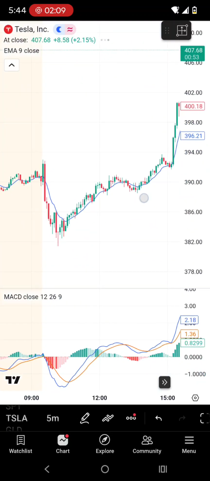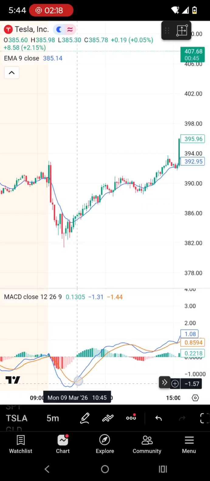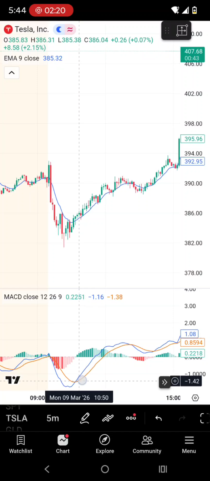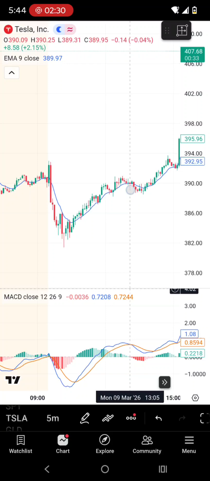Let's go 2 days back. Let's go to Monday. I think that's Monday. You can see how Tesla actually trended down. And here you got the MACD cross. So if you got into calls right here with the MACD cross, you could have entered here at 284 and rode it all the way up to 390.